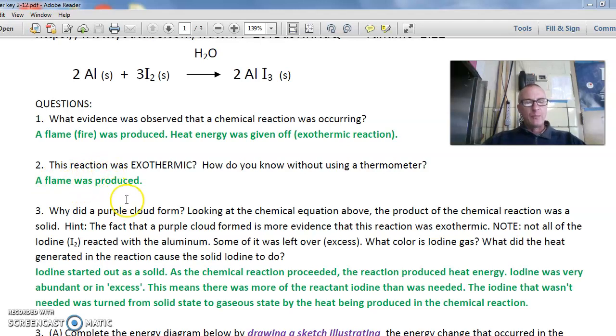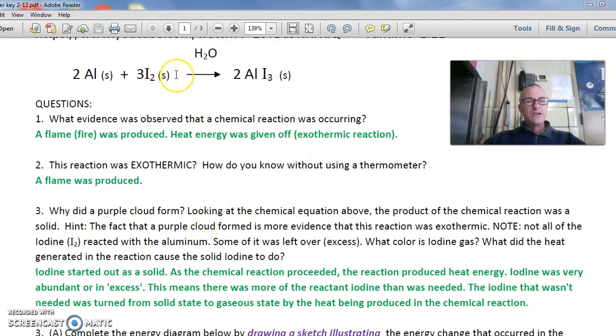What was this purple cloud coming out of the reaction? The purple cloud was very interesting because we have a solid reacting with a solid in the reaction, producing a solid. So the gas that we saw was not a product. We see no gas on the product side. So what was that gas coming off? What was the purple cloud?